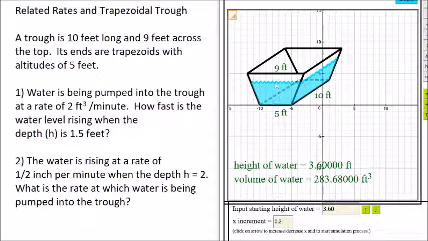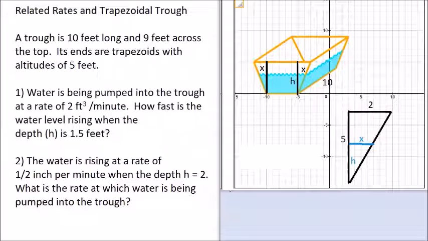Let's call this H, and we'd like to know how fast H is changing, so we'd like to find dH/dt. We're calling the height of the water, the water level right here, H. Recall that across here this is 9 and this is 5, and therefore this one is 2 and this one is 5. So the distance from here to here is 2, and from here to here is 5. The distance from the bottom of the trough up to the water level, let's call this H.